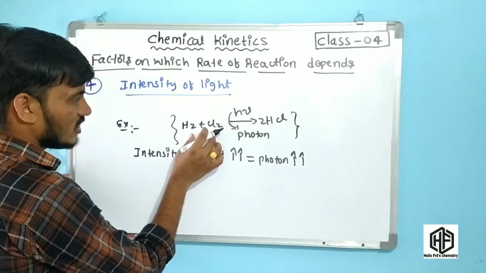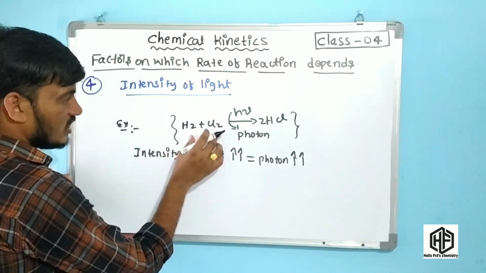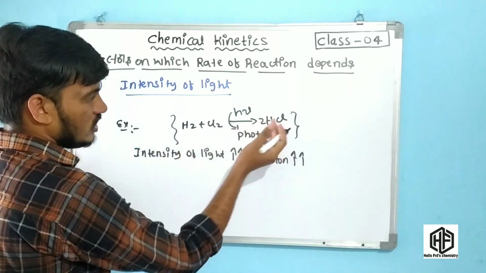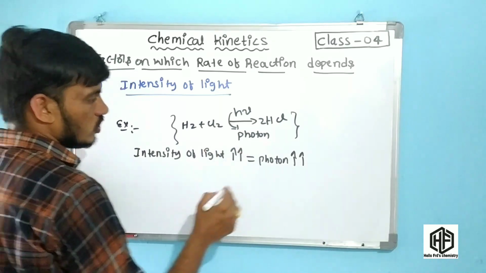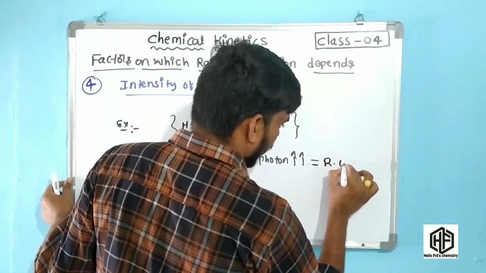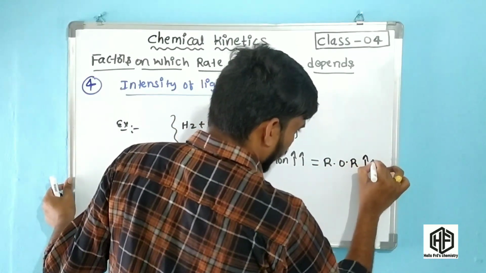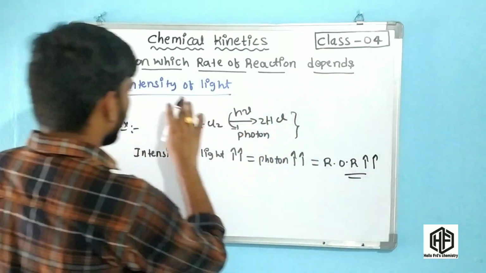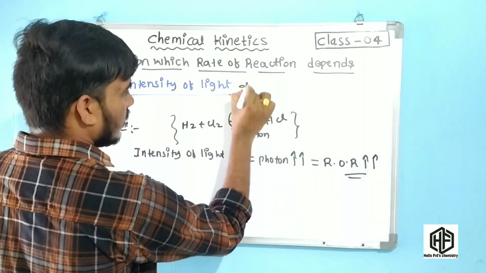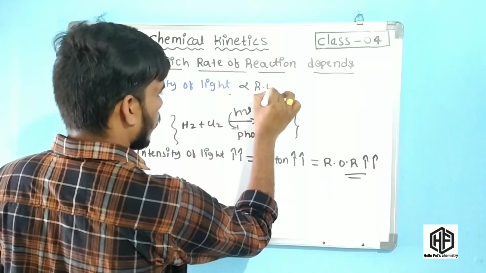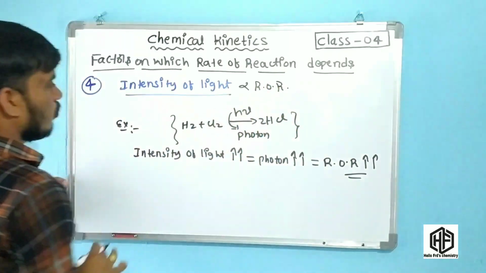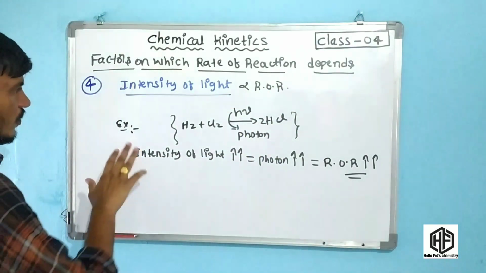Whenever photons increase, the reactivity is very high. Now the product formation is very fast. Now what happens, friends? Rate of reaction is very high. Okay, friends, intensity of light is directly proportional to the rate of reaction. This is one more important factor. Okay friends, this is clear.